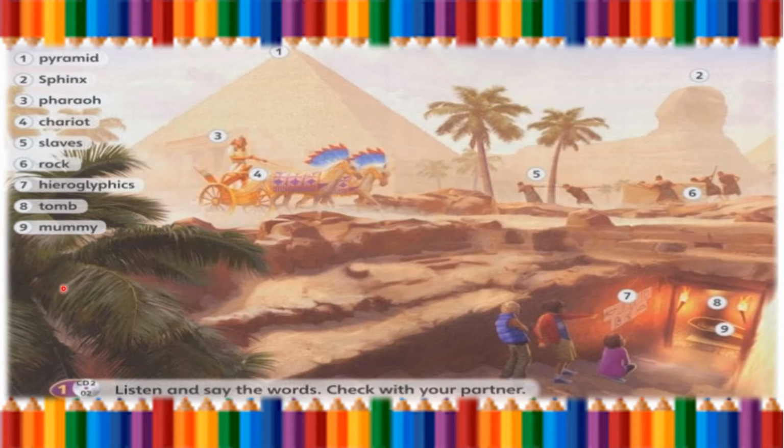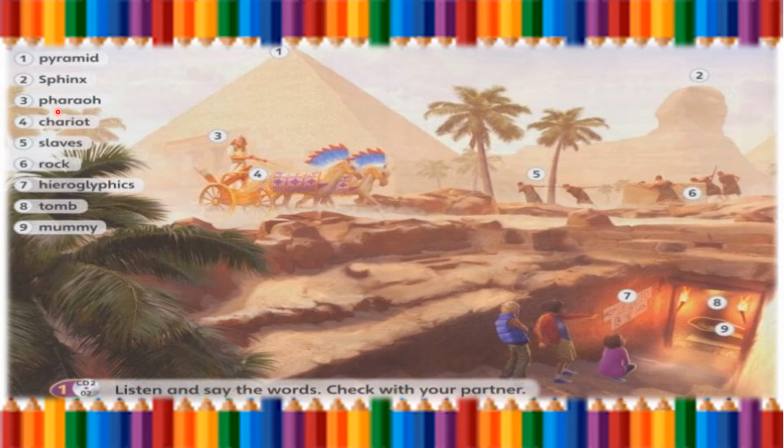Let's read the words to recognize the words of ancient Egypt. Look at number 1. What can you see? This is what? Excellent. This is pyramid. Pyramids, ahramat. Excellent. Number 2. Where is number 2? Yes, this is number 2. This is Sphinx. Sphinx. Abul Hol.